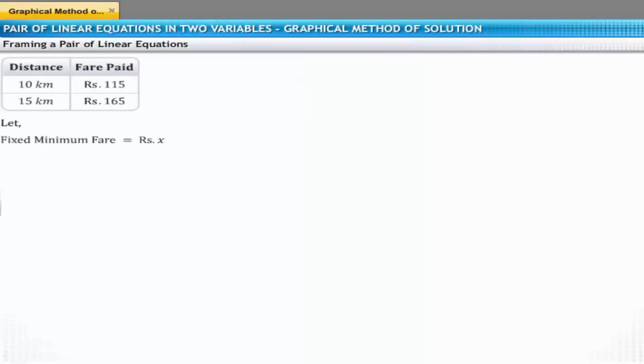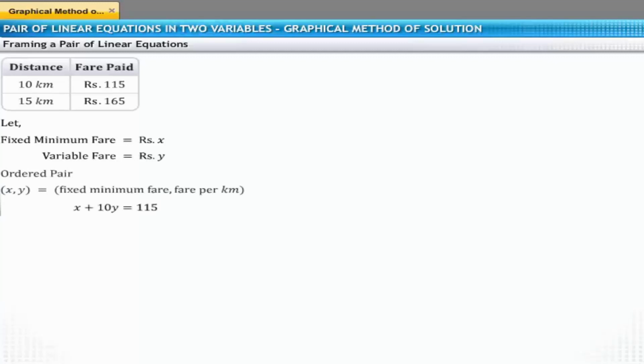Let's assume that the fixed minimum fare is X rupees and the variable fare is Y rupees. Here X and Y represent the ordered pair. Based on the given data, the first equation is X plus 10Y is equal to 115. And the second equation is X plus 15Y is equal to 165. These two equations can also be written as follows.